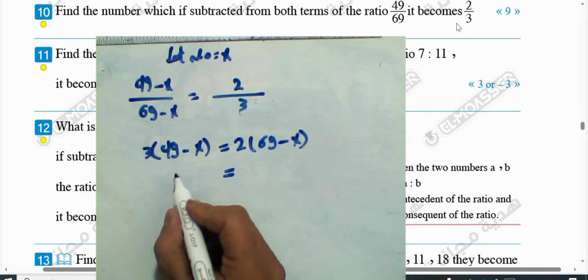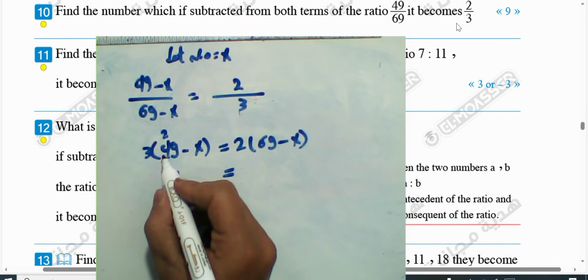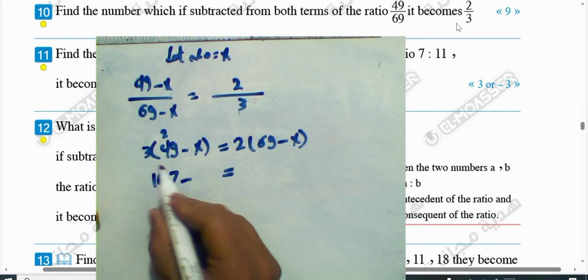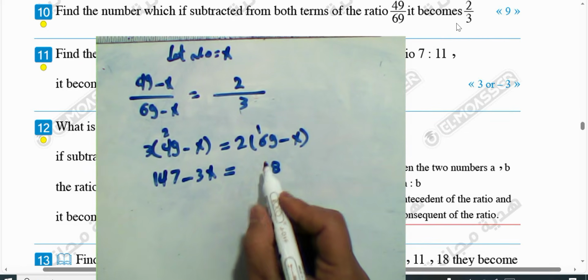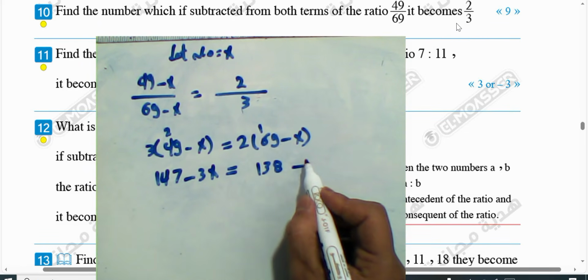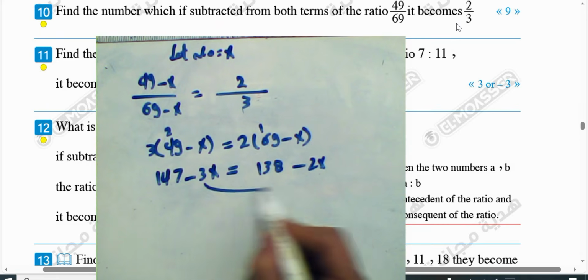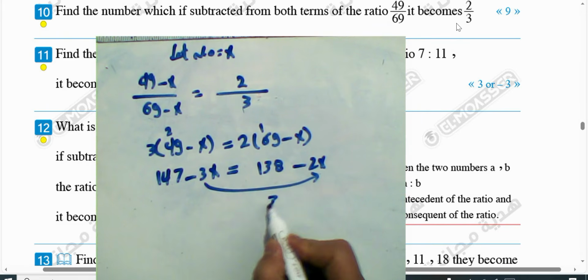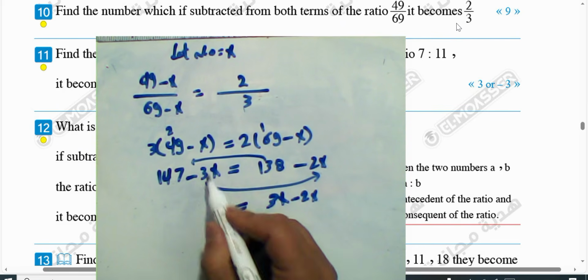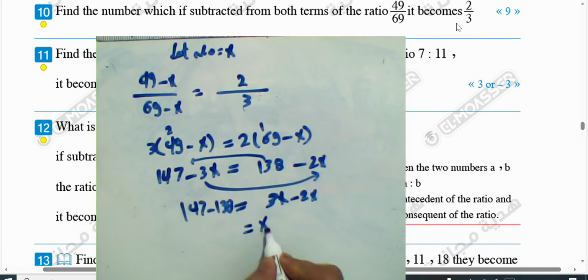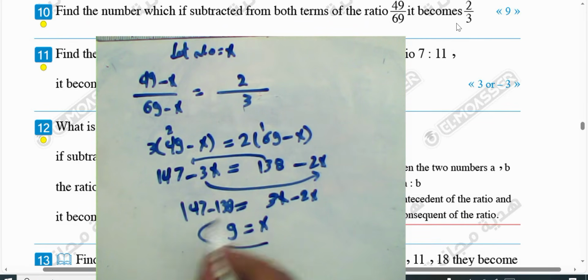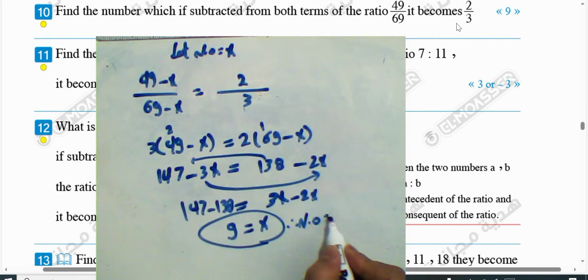3 times 9 is 27, write 7 and carry 2. 3 times 4 is 12, 12 plus 2 equals 14. And 3 times x equals 3x. 2 times 9 is 18, write 8 and carry 1. 2 times 6 is 12 plus 1 is 13, and subtract 2 times x equals 2x. Negative 3x moves here and it will be 3x subtract 2x, and move the number here: 147 subtract 138. 17 minus 8 equals 9. Then x will be 9, meaning the number here will be 9.